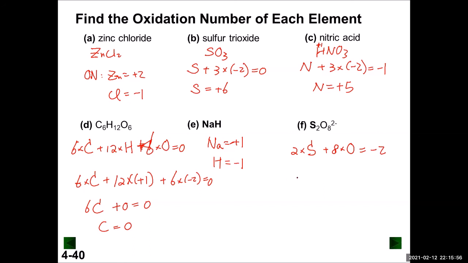And then based on the previous slide, the oxygen in a compound should be -2 unless it is in a peroxide bond. Here, the oxygen is -2. So combined together equal -2. And by solving this equation, we have 2S minus 16 equals -2. Finally, solve S equals +7. Okay, so this is how we find out oxidation numbers in each of the elements.